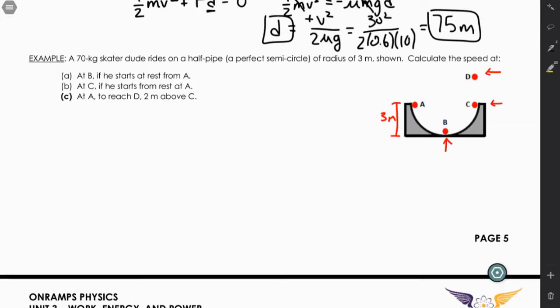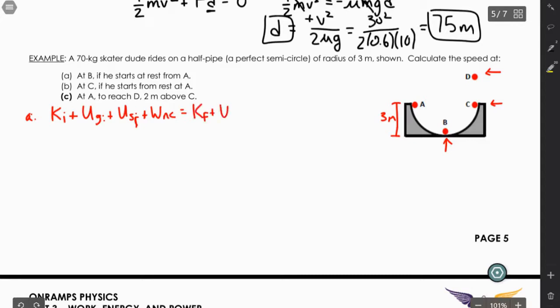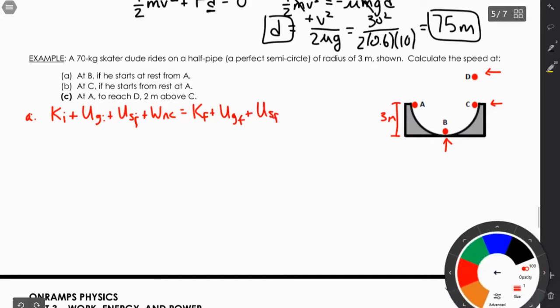All right, so to find B, so find the speed at B. We're going to do our process: KI plus UGI plus USI, plus WNC equals KF plus UGF plus USF. So there's our conservation of energy. We're going to cancel out things that we don't have. We don't have springs, so the S's can go away. We don't have a non-conservative force, so that can go away.